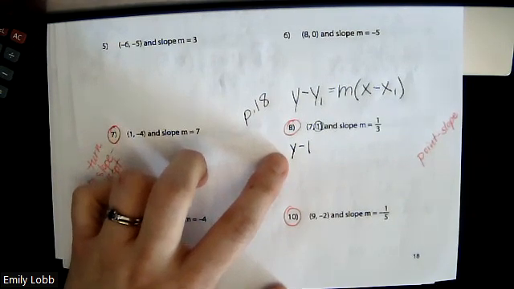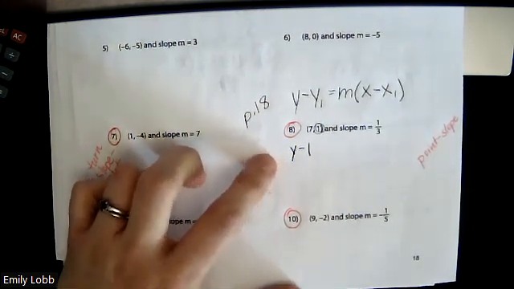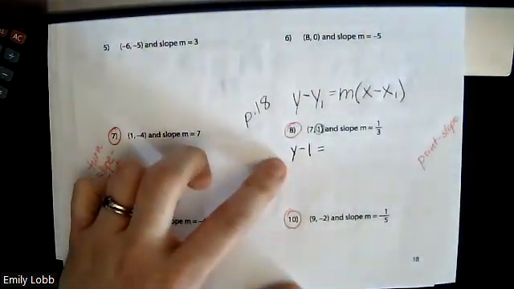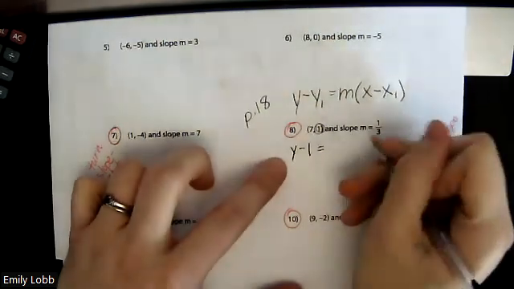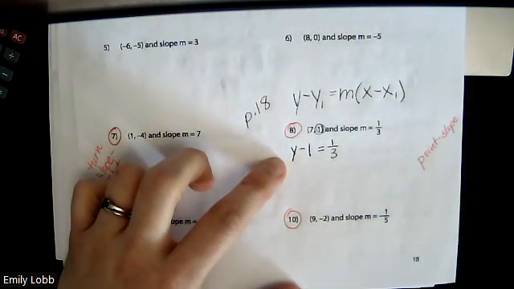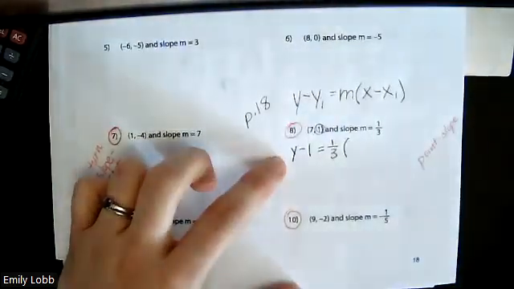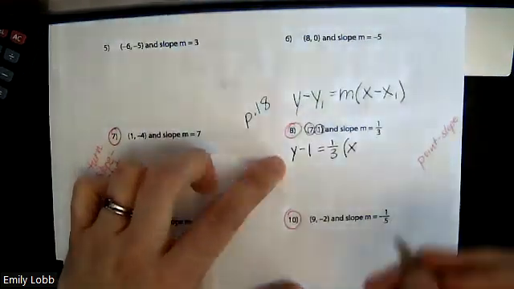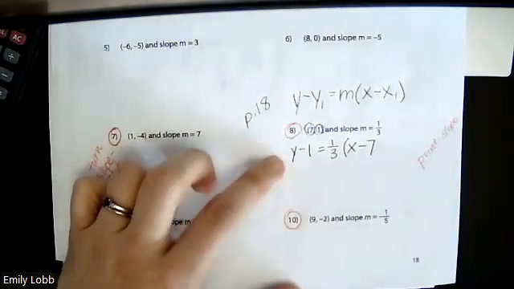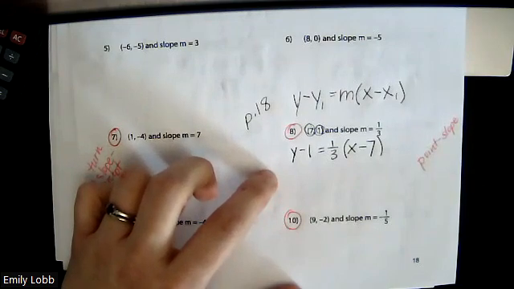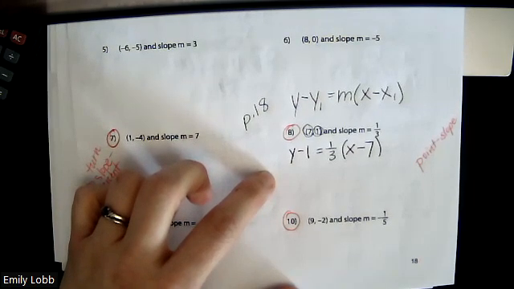So if it was a negative one, I would have written a positive one. Then I'm going to put an equal sign. And then I'm going to put my slope right here. Then I'm going to open my parentheses and write an x. And then I'm going to take the opposite of the x value here. So in this case, it is -7. And then I'm going to close my parenthesis. That's it. El Dunzo. That's all you have to do for number 17 and for number 18.